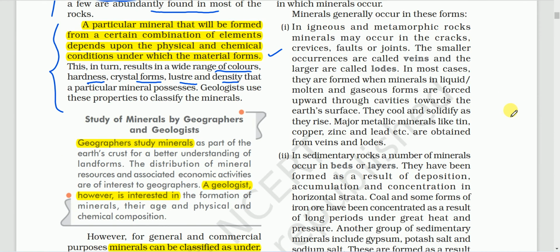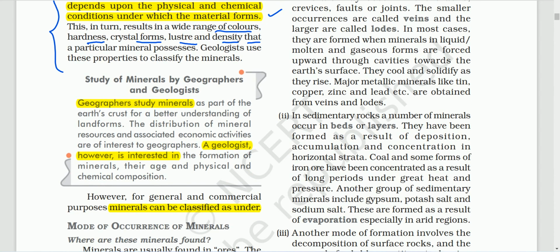And density. It is also sometimes related with the hardness, and it is measured in terms of specific gravity. Find in the science classes what is specific gravity.